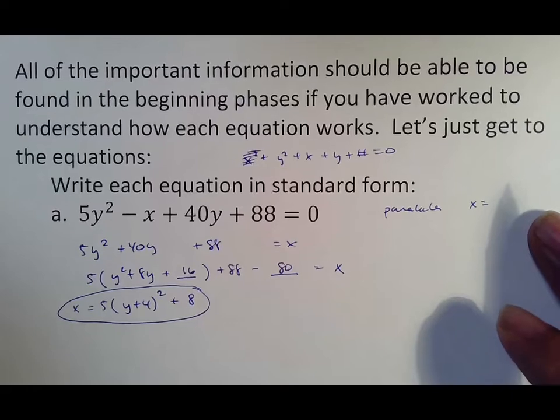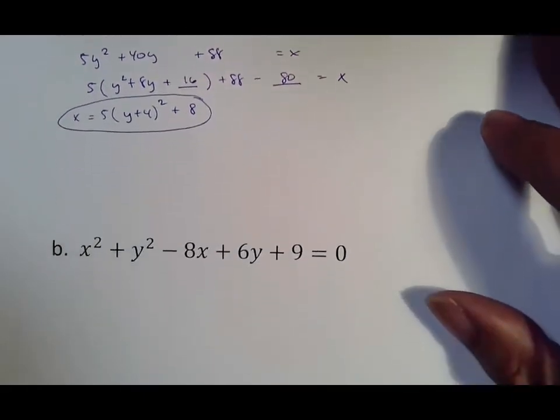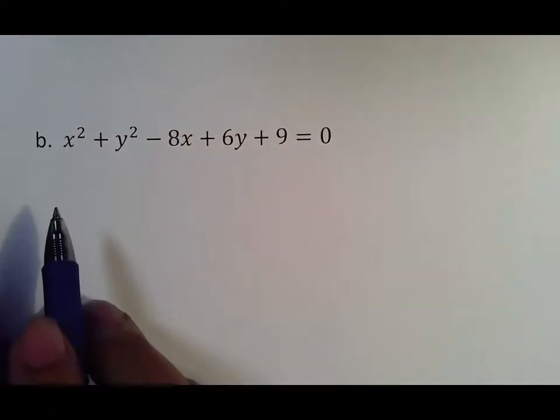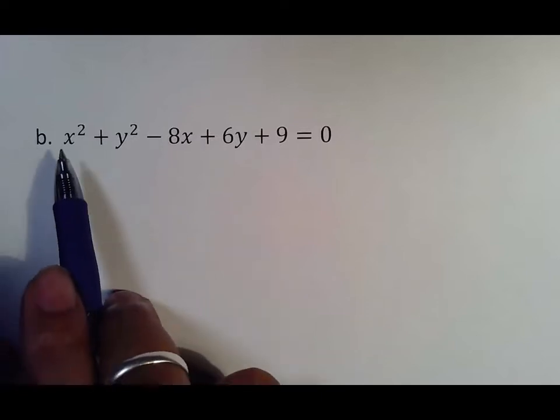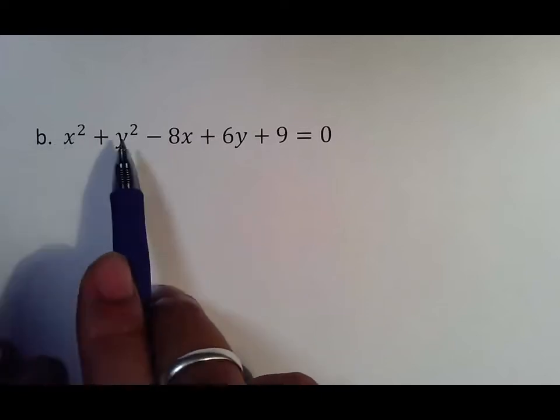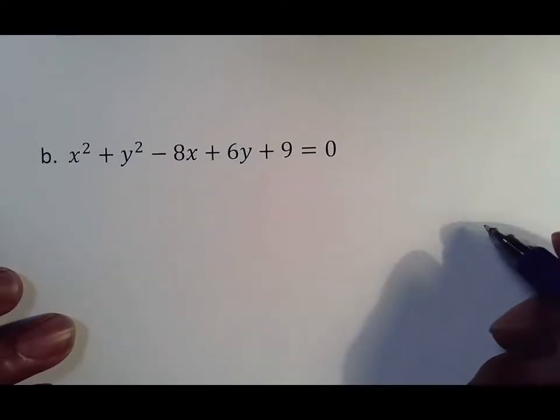Again, let me know if you're having issues with this so I can try to help you out. But in general, you should be able to look at it in the beginning. For example, on B, you have both of them squared and positive, which means it's either a circle or an ellipse. Because both of these have the same amount attached to them in front, which is nothing at all, it's more than likely a circle. So let's see, and we'll know in the end.